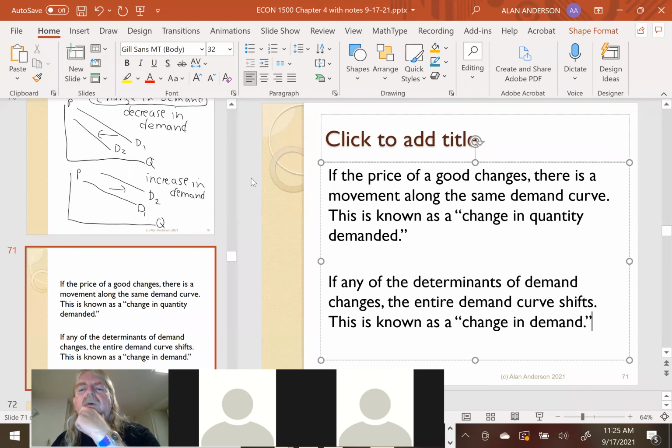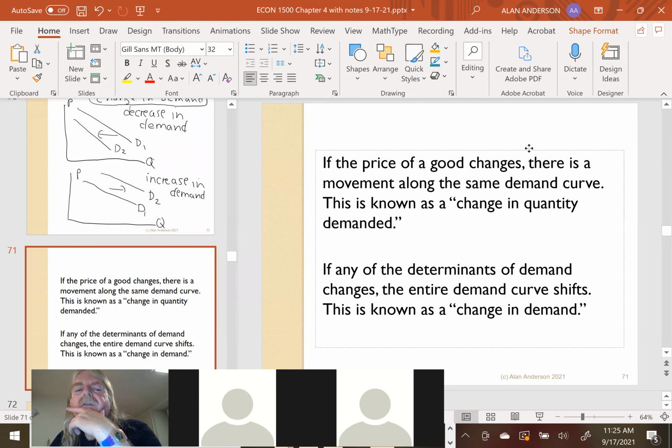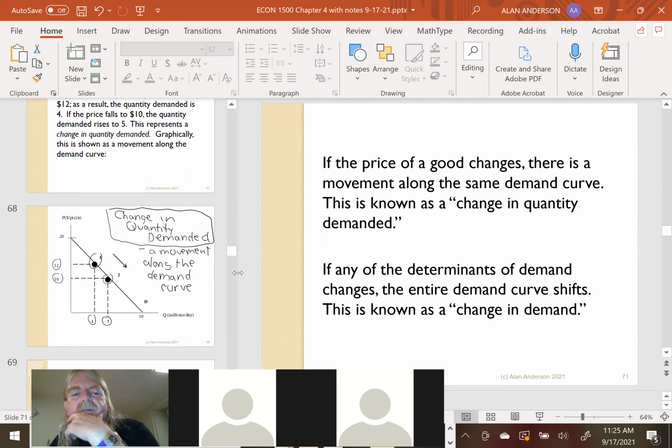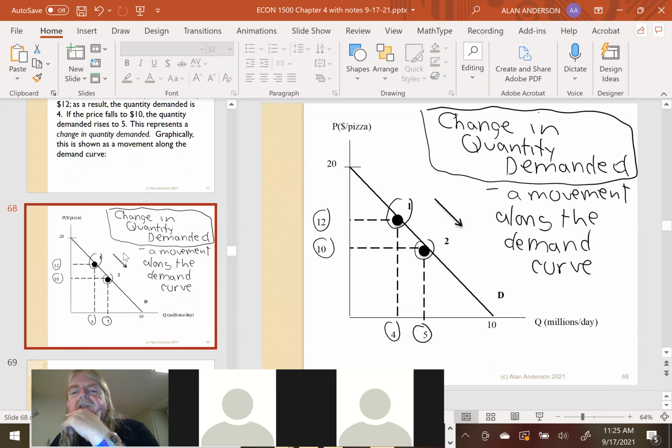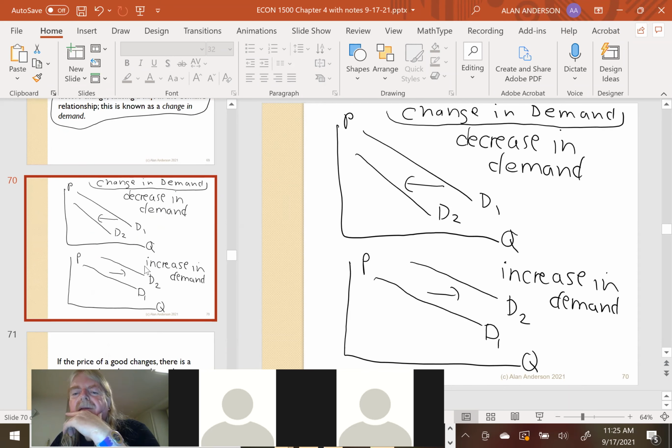Okay, so get the idea that the entire relationship between what you're willing to pay for a good and how much you buy has changed somehow. So we want to get some practice here drawing pictures of these two cases. So just remember, the price moving, this is change in quantity demanded. Outside factors means a change in demand.